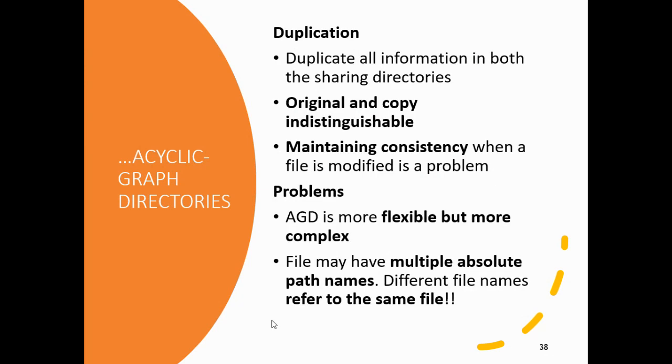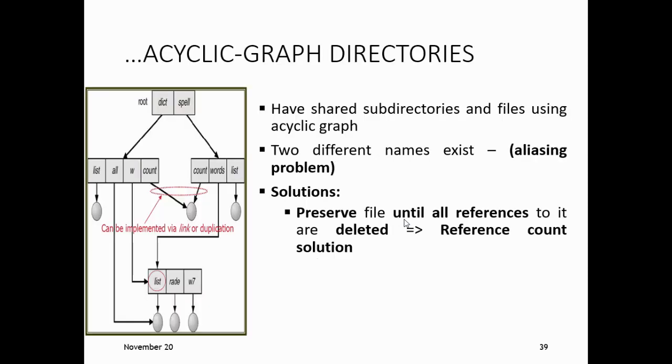Okay. Why acyclic? Why do we need acyclic? We want to avoid duplication. We want to avoid the same file being updated on one side but not updated on the other side. So that's why we allow an acyclic graph directory. However, an acyclic graph directory is more flexible, but it's more complex because you have to know the path name and different files. Although they have the same name, they are actually referring to the same file.